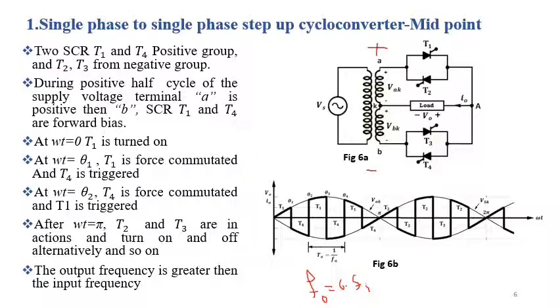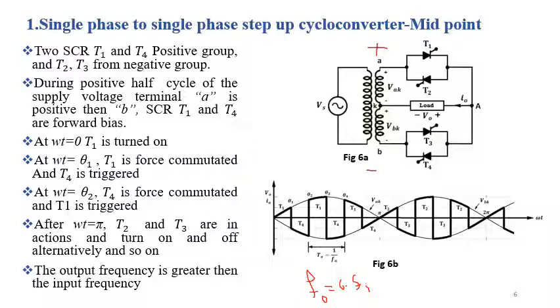So the thyristors T1 and T4 belong to the positive group, meaning these thyristors will work for the positive half cycle of the input supply, and T2 and T3 belong to the negative group, meaning these thyristors will work for the negative half cycle of the input supply.